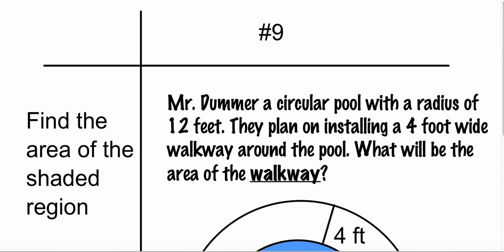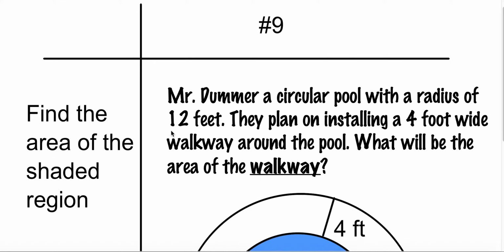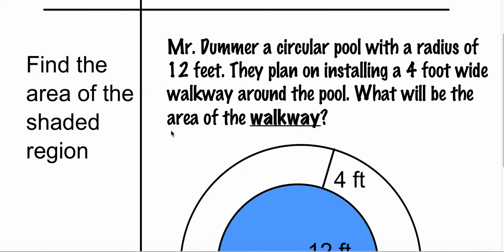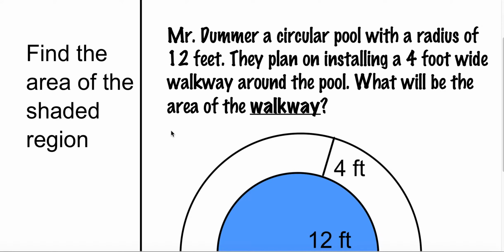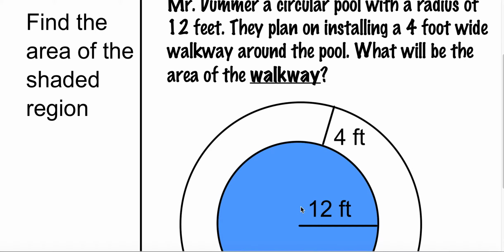All right, this one is always an interesting question for our students. They seem to struggle with it, and then when we go over it, they realize it really wasn't that bad. So here we have Mr. Dummer, a 7th grade teacher at Cottage Grove Middle. Mr. Dummer has a circular pool with a radius of 12 feet. They plan on installing a 4-foot wide walkway around the pool. So this blue part is where the water is, and this is the walkway they want to install. We want to know what will be the area of just the walkway.